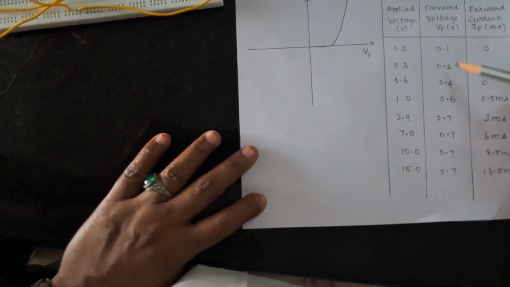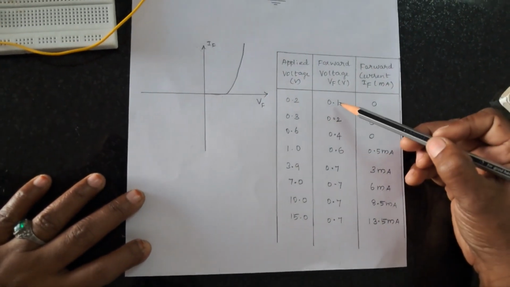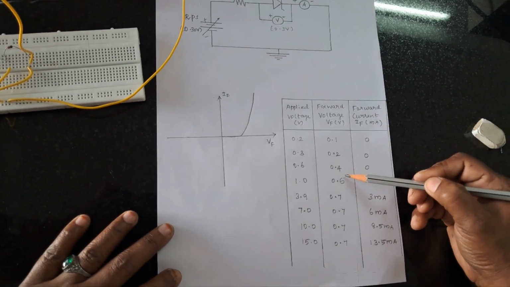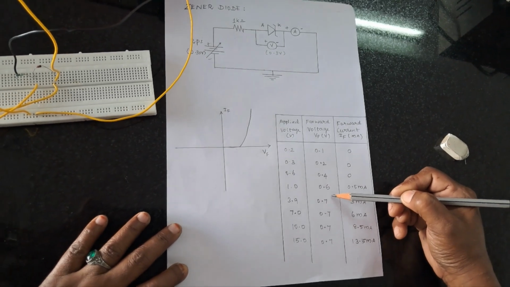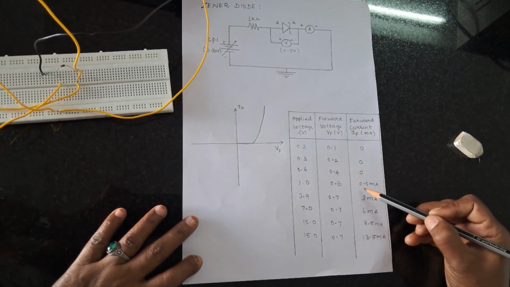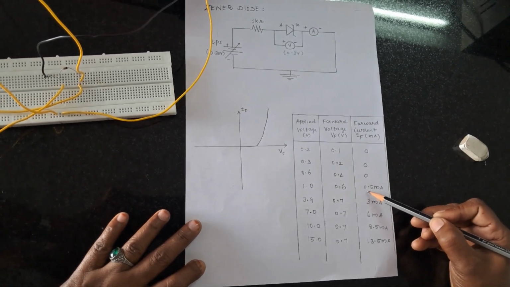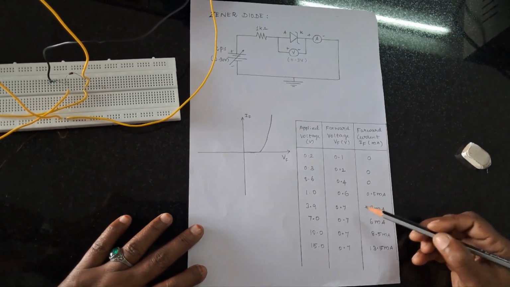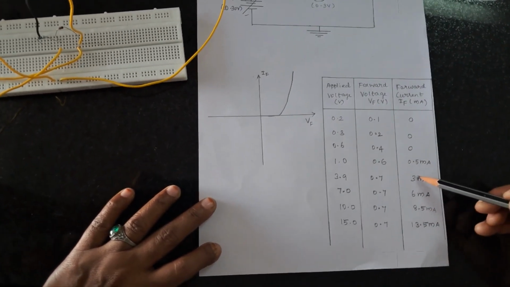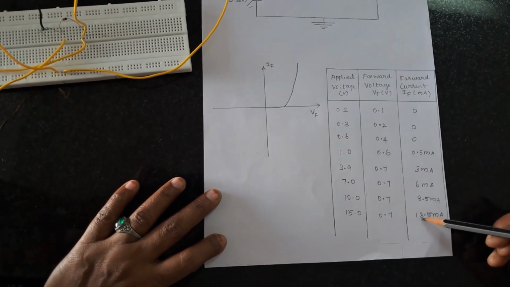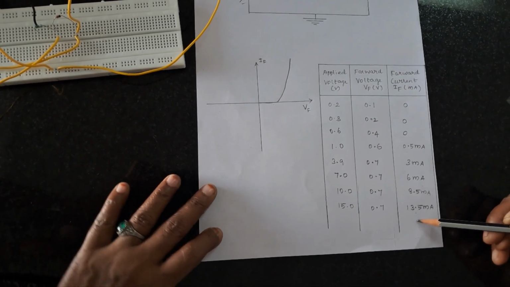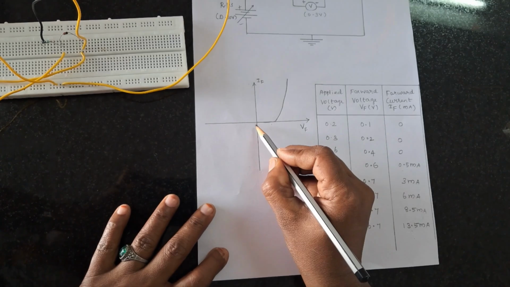From the readings we have to analyze the voltage. As forward voltage increases up to 0.7, there is no forward current at first. At 0.6 the current starts, it is 0.5 milliampere. After reaching the cut-in voltage of 0.7, the current increases. In this way we have to take down the readings and draw the graph like this.